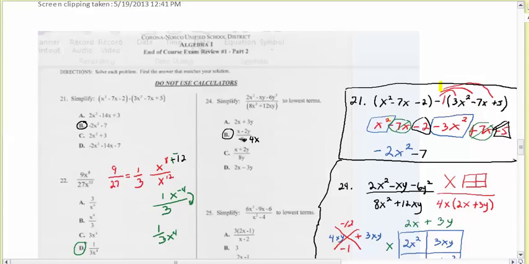Then I went through and I combined the x squares to get a negative 2x. We have a negative 7x and a positive 7x. Those canceled. Then I have a negative 2 and a negative 5 to get the negative 7. So I have my answer. It's letter B.